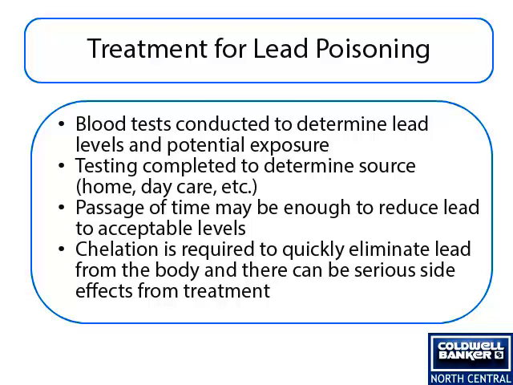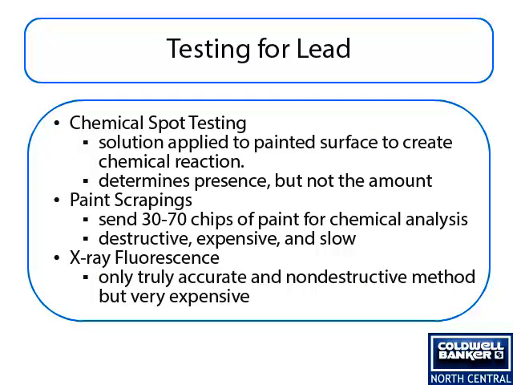There can be serious side effects from the treatment, so the best solution is to prevent contamination in the first place. There are 3 main ways to test for the presence of lead: chemical spot testing, paint scrapings, and X-ray fluorescence. When spot testing for lead with chemical solutions, the solution is applied to painted surfaces to create a chemical reaction. The test is quick and inexpensive, but is not entirely accurate and can be destructive because surface paint must be scraped to get to older, lower levels.